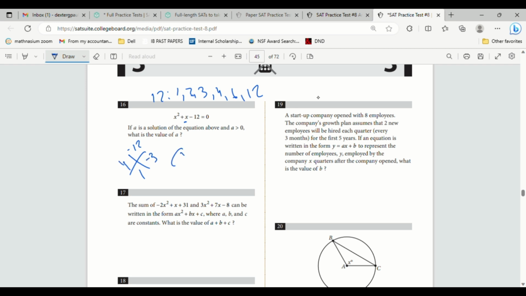So x plus 4 times x minus 3, and then we have to set both of these equal to 0 and solve. When it's just x, that just flips the sign. So x equals negative 4, and x equals positive 3. Since a is greater than 0, we know our answer is 3.